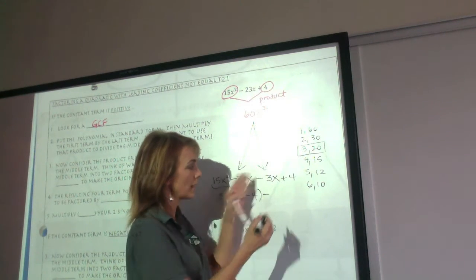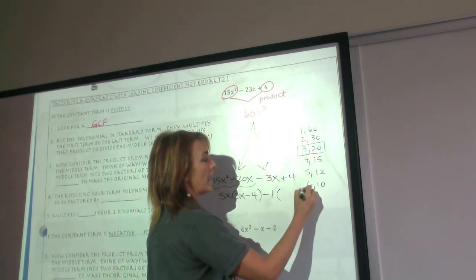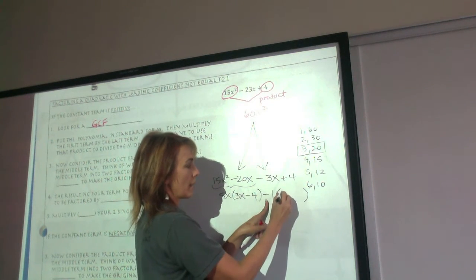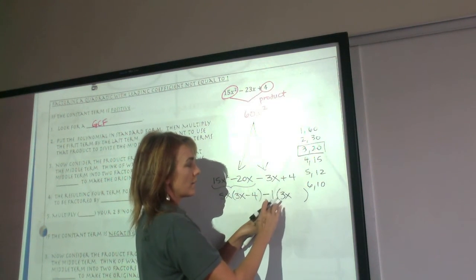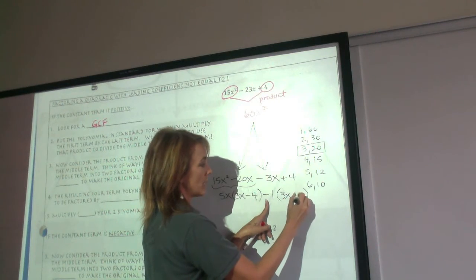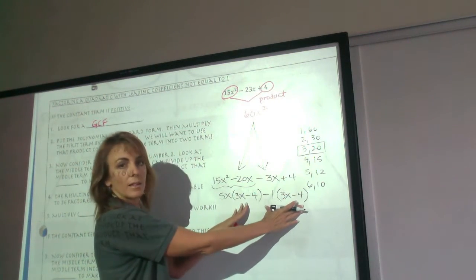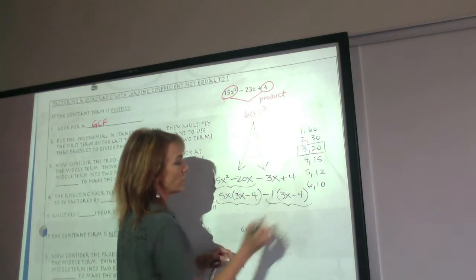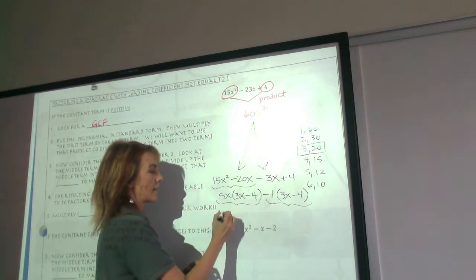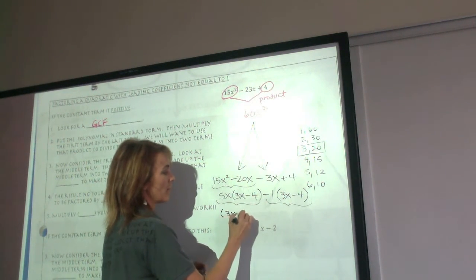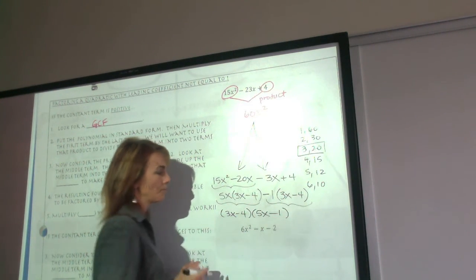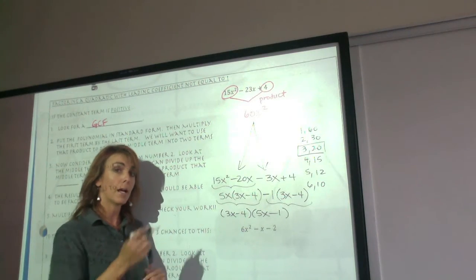And so now I'm going to divide the negative 1 out of the negative 3x, and the negative 1 out of the positive 4. And I can take these two large pieces and factor the 3x minus 4 out of both, and I'm left with 5x minus 1. Now if I redistribute, I should end up back to where I began, right up here.